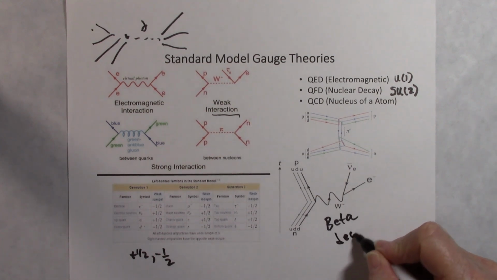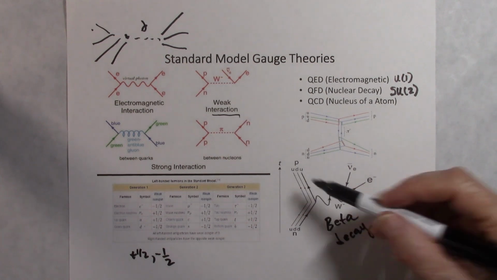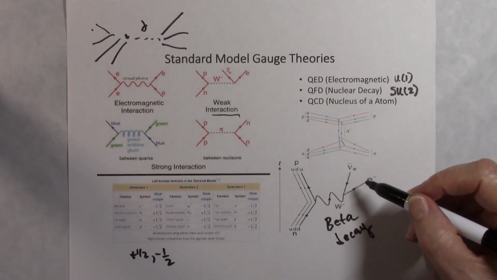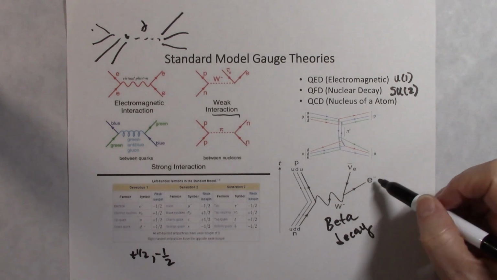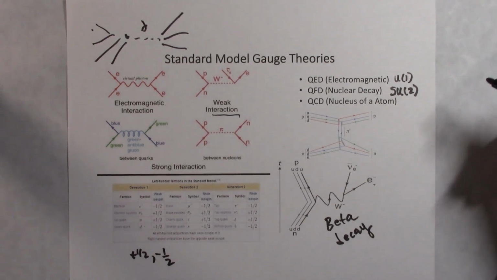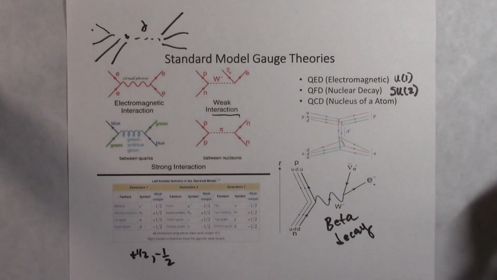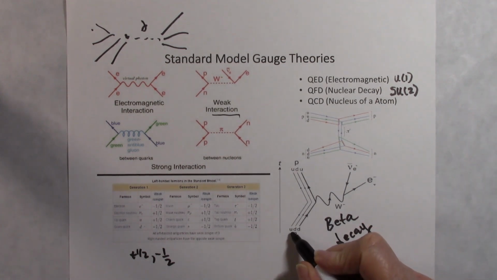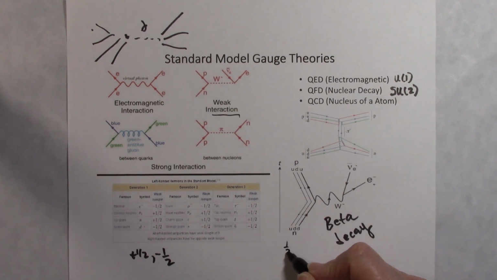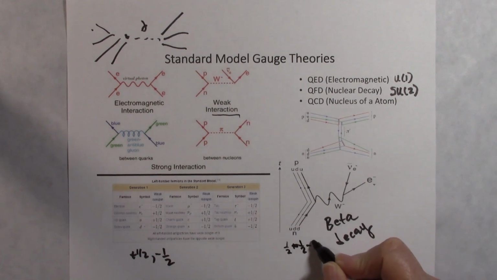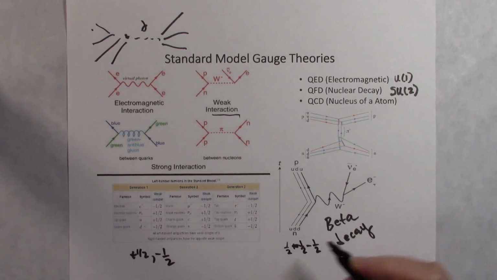Beta decay. If a neutron is converted into a proton, in that decay, there's an emission from the nucleus of an electron and an antineutrino. And so we can ask the question, is weak isospin conserved in that interaction? The neutron has an up quark and two down quarks. Well, an up quark is plus 1/2, and a down quark is minus 1/2, and another minus 1/2. So the total here is minus 1/2.